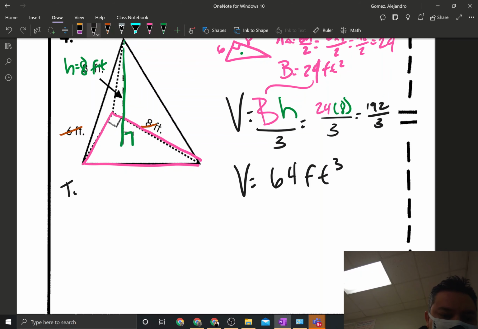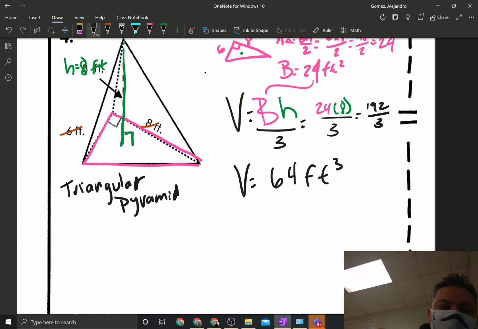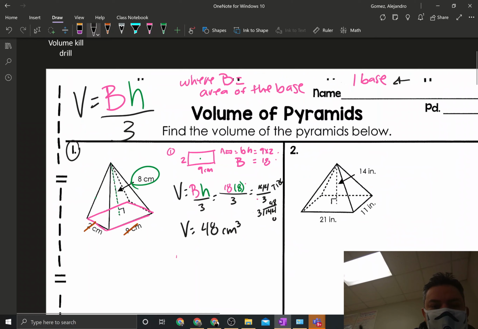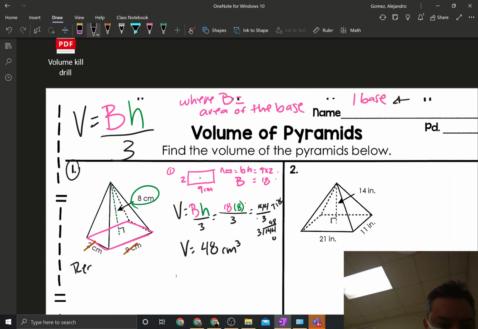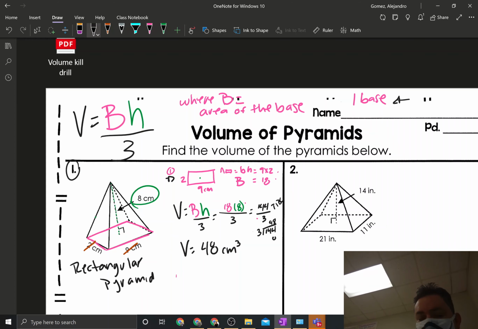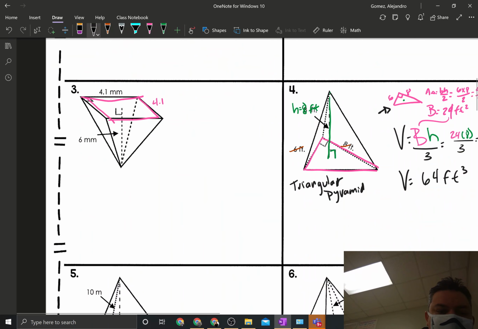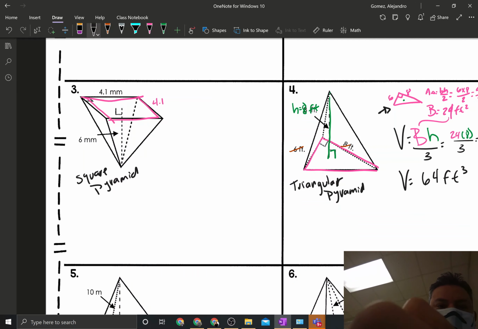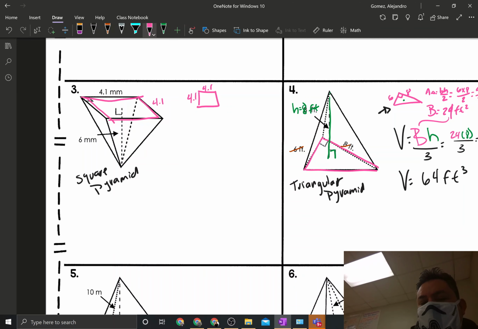Again, this is a triangular pyramid because the base is a triangle. Number one was a rectangular pyramid because the base was a rectangle. Number three will be a square pyramid because the base is a square, and I can tell because the sides are the same.